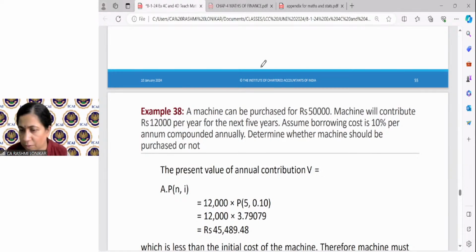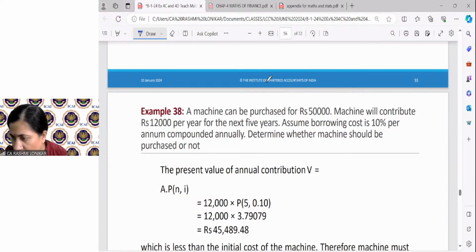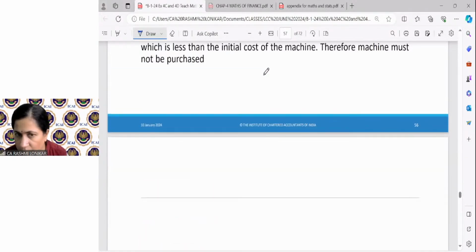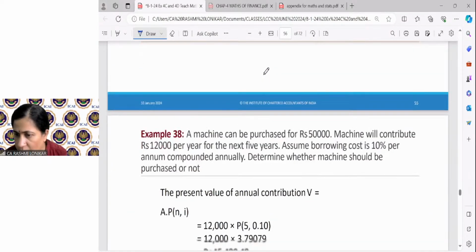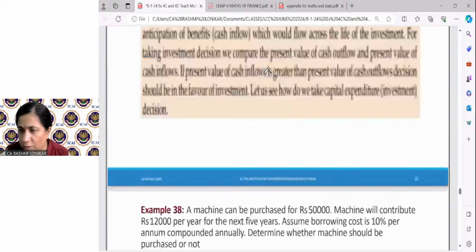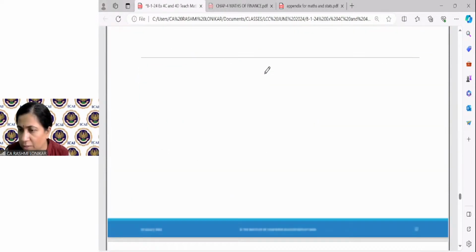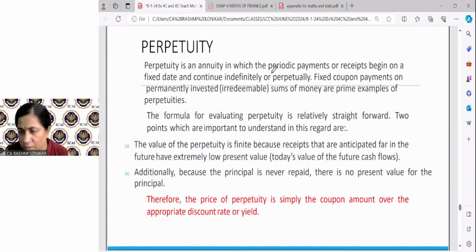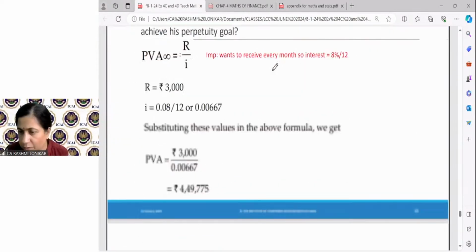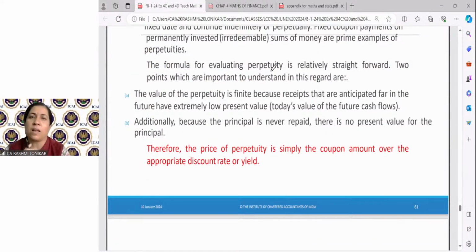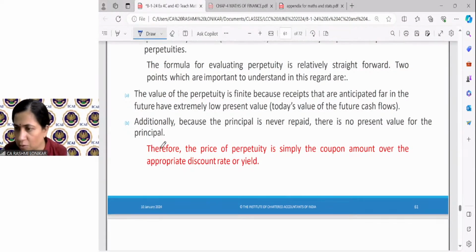Yes, understood? I think I'll take these 2, 3 sums later on because you seem to be a little tired. So next time we'll start with this one, the capital expenditure decision, and then valuation of bonds and perpetuity. These are also good sums that you should know, but mainly concentrate on present value and future value sums, so that you will be able to do all this.